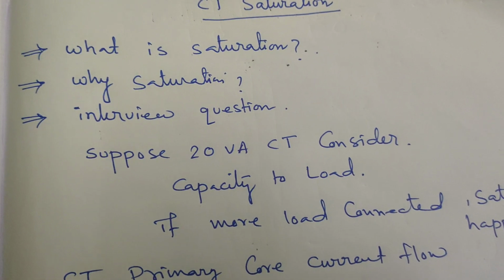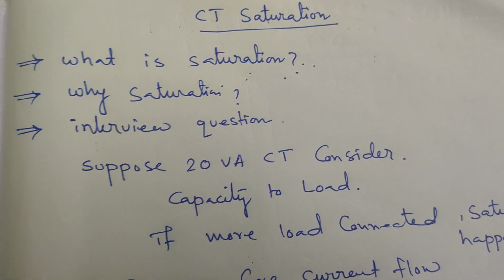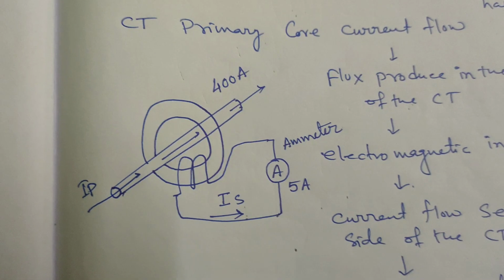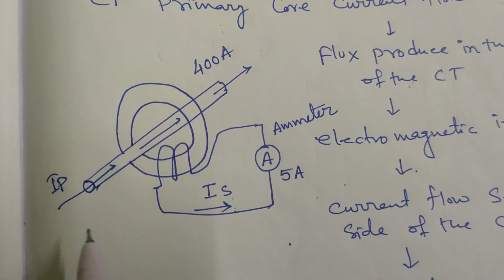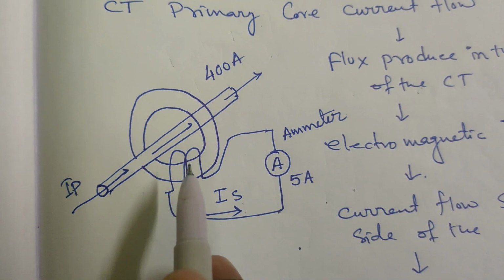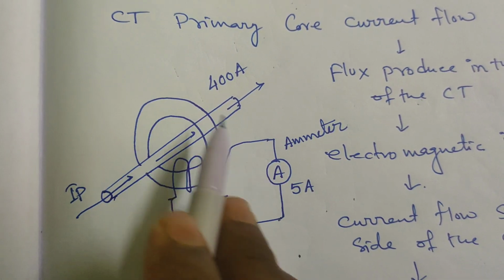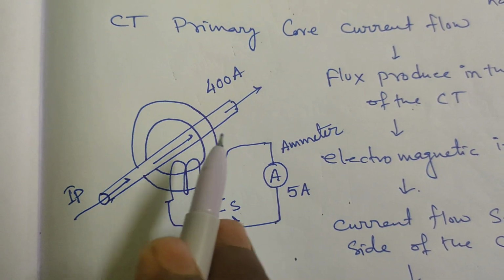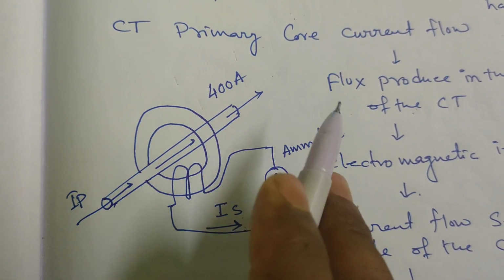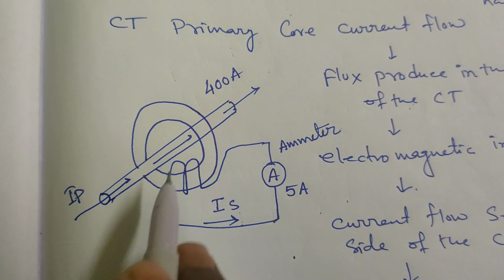We all know that when a current flows through the primary side of the transformer, magnetic flux is generated. When a current is flowing from the primary side, this is the core of the CT, and this core has an electromagnetic field. The electromagnetic flux is generated. This flux will induce electromagnetic induction, so the primary side current is converted to the secondary side current.